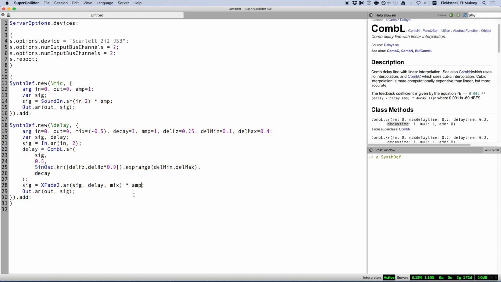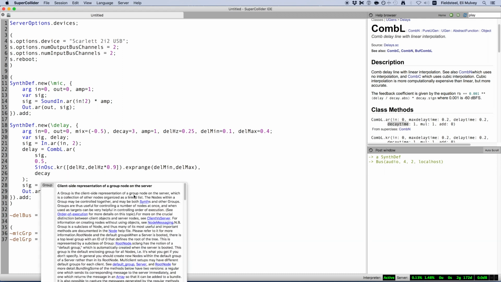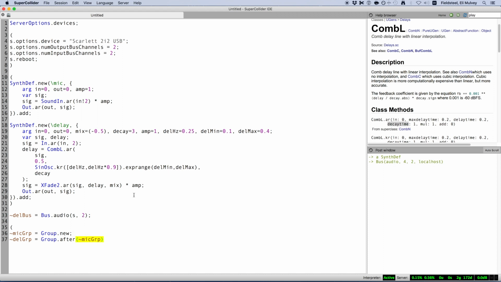Okay, so because we've split the work into two SynthDefs, we're going to be passing a 2-channel audio signal between these two synths. So we should allocate a 2-channel private bus for this purpose, like this. And it wouldn't be a bad idea to also make some groups on the server to manage the synth order of execution more cleanly.